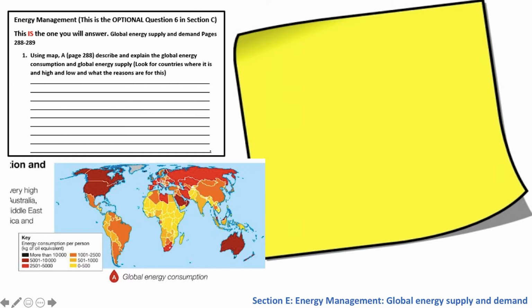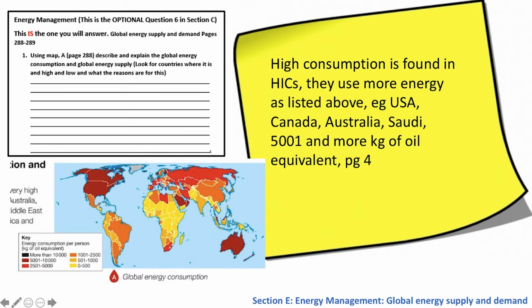The question says, using map A, page 288, which you can find on Caboodle, there's a smaller copy at the bottom of this slide, explain the global energy consumption and global energy supply. Look for countries where it is high and low and what the reasons are for this. So the map that I've given you is just of energy consumption. In Caboodle, you've also got the supply. Let's take a look at it.